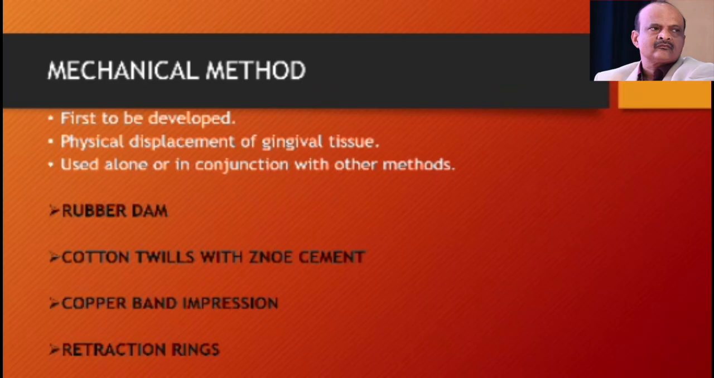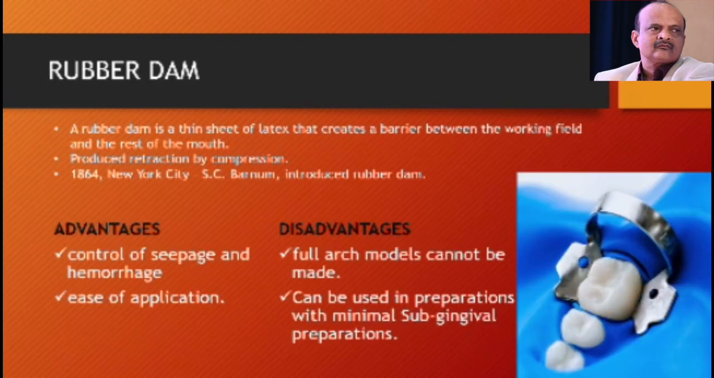Mechanical methods are the first to be developed, which cause mechanical physical displacement of gingival tissue. This may be used alone, or in conjunction with some other methods. Usually the mechanical methods include rubber dam placement, cotton twills with zinc oxide eugenol cement, which is a quick setting zinc oxide cement we have to use, copper band impression, and retraction rings can also be used.